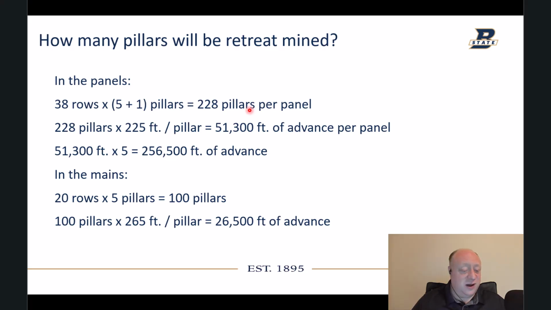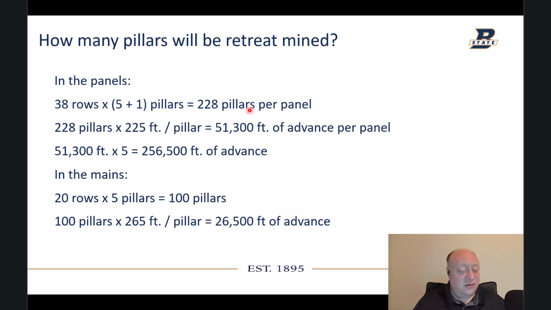And if we multiply that by 225 feet per pillar, we get 51,300 feet of advance that have to be mined to extract all of those pillars in one panel. If we multiply that by 5 panels, we're at 256,500 feet. In the mains, we can do the same thing.